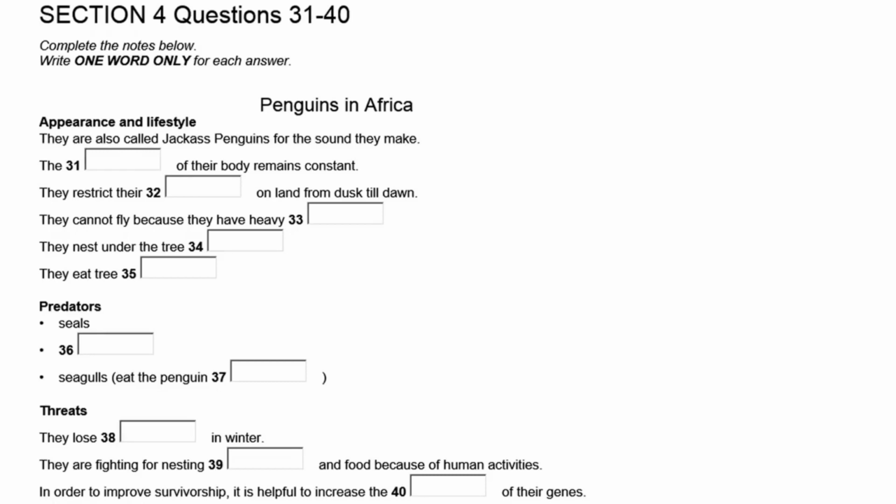That is the end of section 4. You now have half a minute to check your answers. That is the end of the listening test. In the IELTS test, you will now have 10 minutes to transfer your answers to an answer sheet.